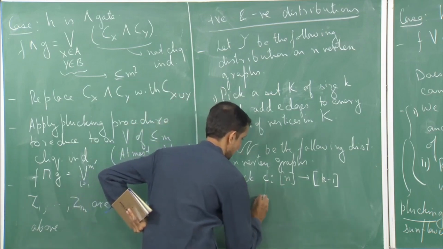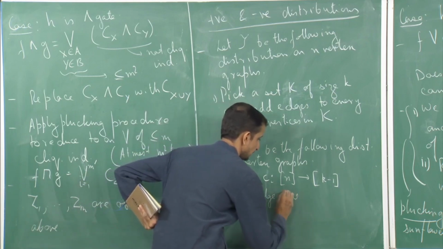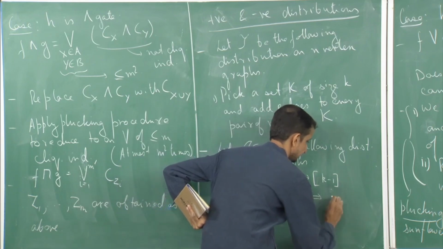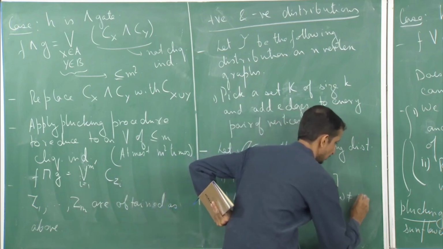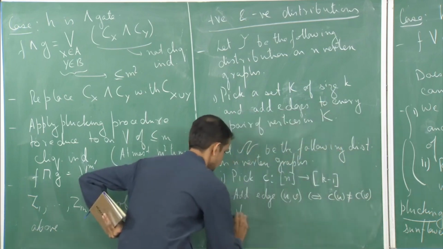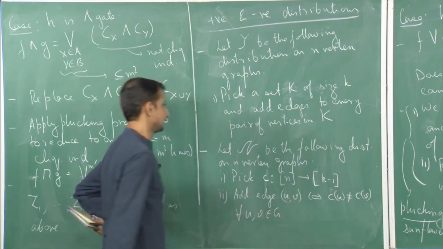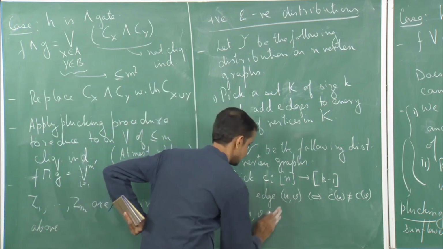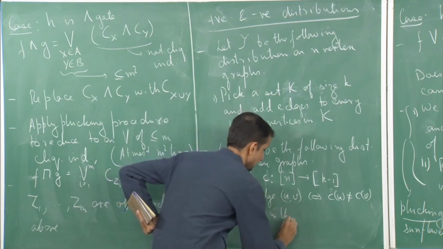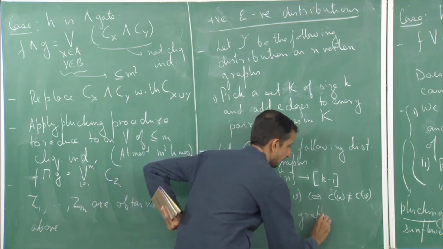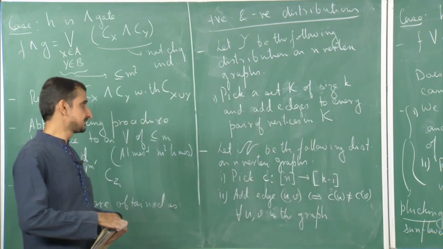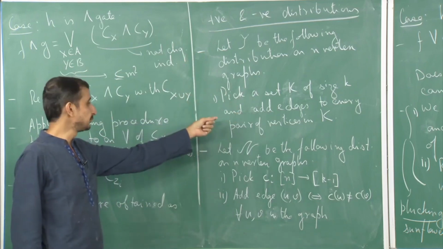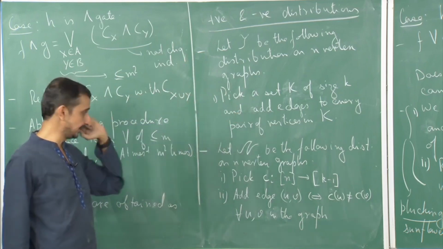add edge uv if and only if C of u is not equal to C of v for all u comma v in G. I don't have a name here, so I will just call it u comma v in the graph. Okay, so simple. So the distributions are very simple to define. It is easy to see that the Y graph has a k clique, and if you delete even one edge from this graph, you will not have a k clique.